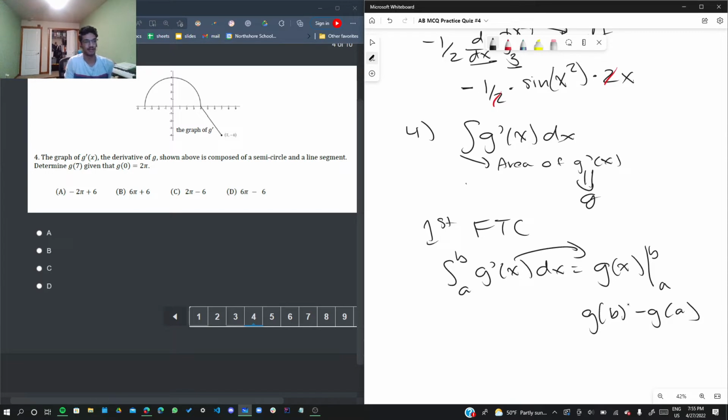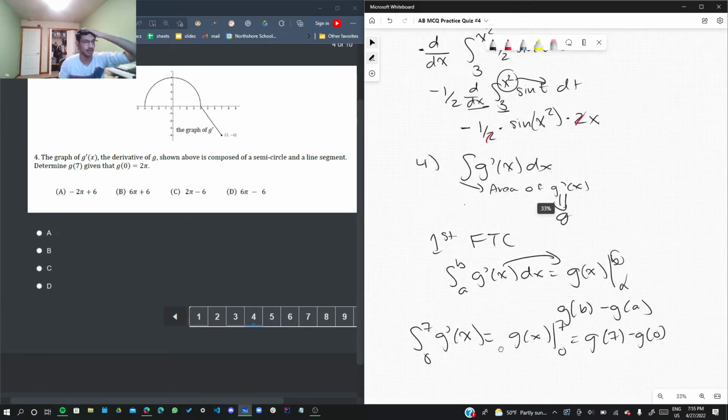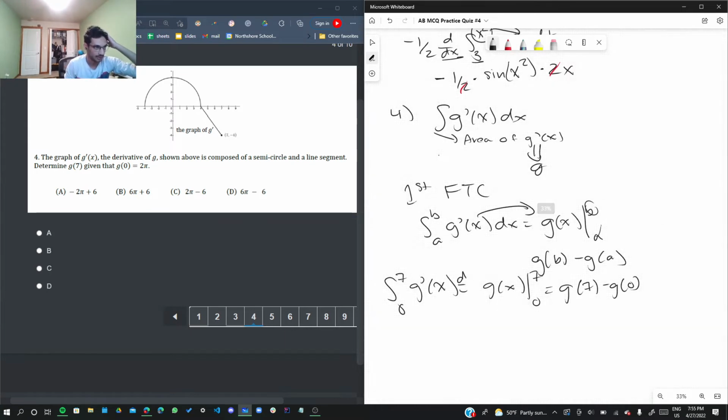If you understand how the integral works, then you put the limits of integration there. Similarly, the integral from 0 to 7 of g prime of x dx is going to be equal to g of x from 0 to 7, since the integral of g prime is g. Then it's going to be g of 7 minus g of 0. That is just the area under the curve from 0 to 7.